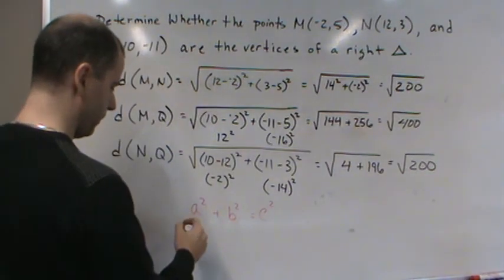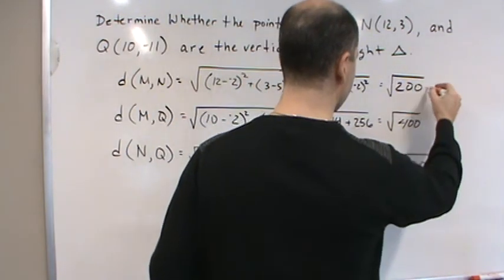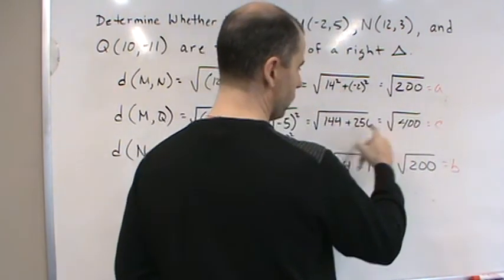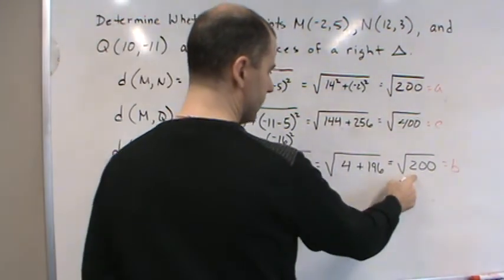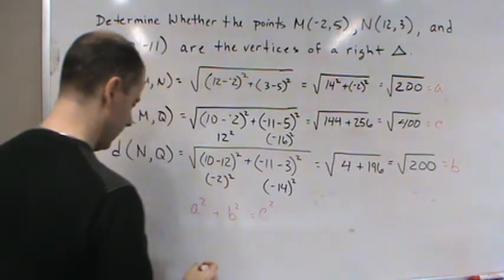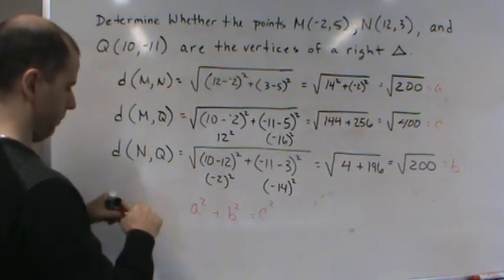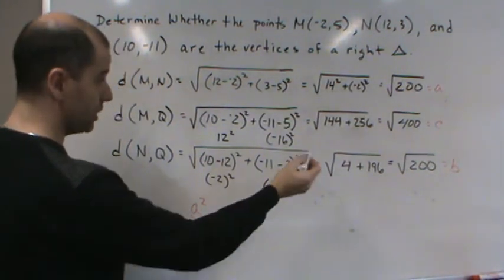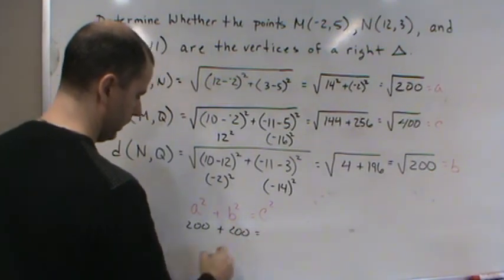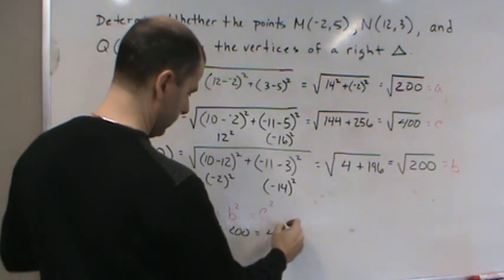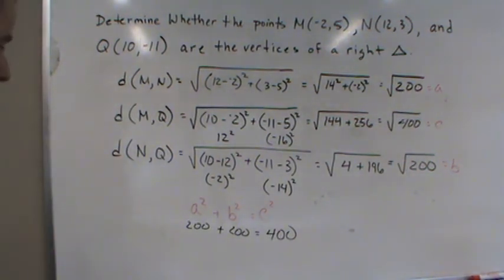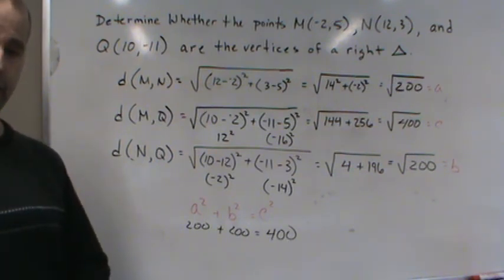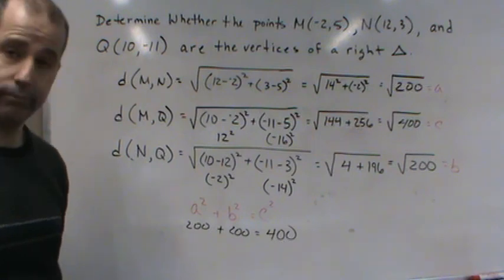If this is A and this is B and this is C, C is always going to be the largest one. So if I take this squared plus this squared, do I get this squared? And the answer is yes, because a squared is 200, b squared is 200, and c squared is 400. And so it works. So guess what? These 3 points are the vertices of a right triangle. And that's it. Have a good day.